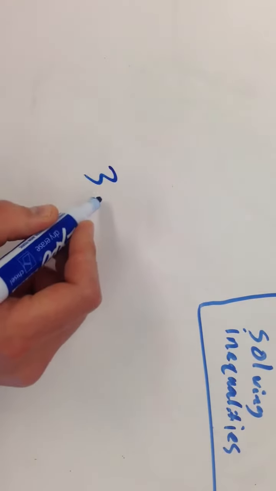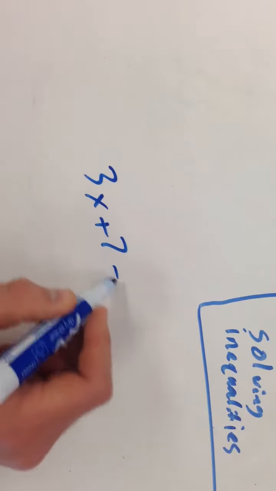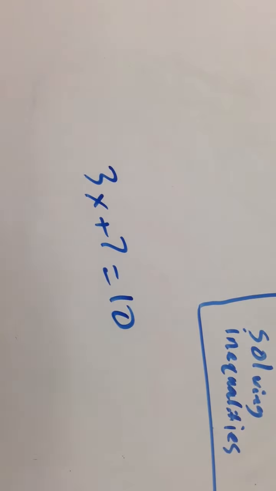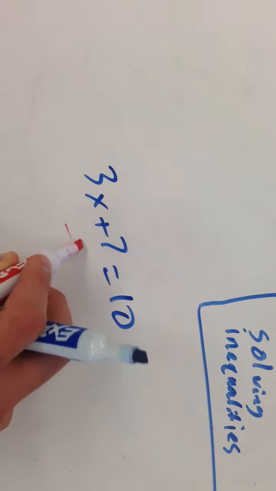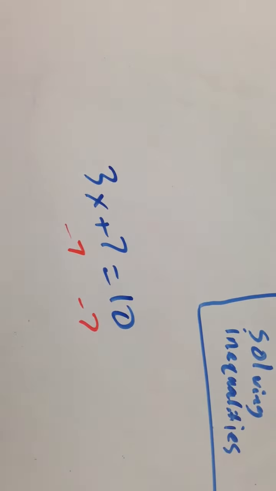One of the things we're going to have to do in this chapter is solve inequalities. And the good thing about inequalities is we solve them just like equations. Like if we had 3x plus 7 equals 10, by now this should be old hat for us. Basically, we're going to have to subtract the 7 from both sides, right? Because we want to deal with that.